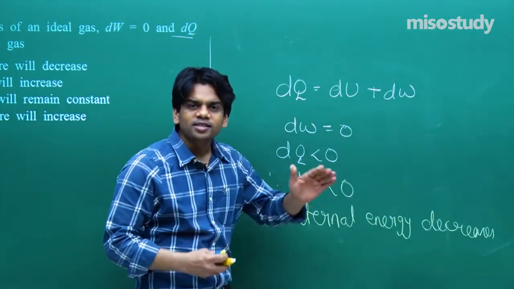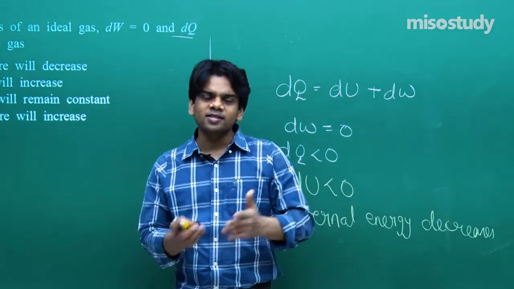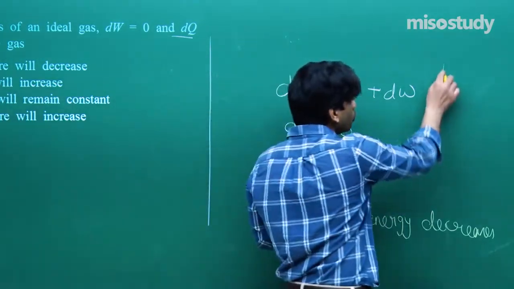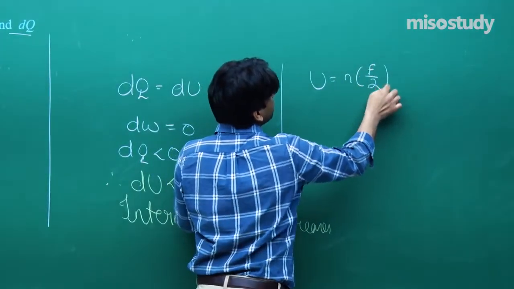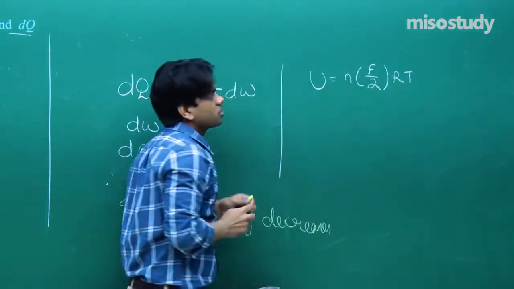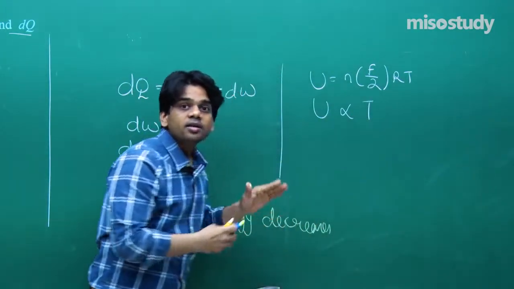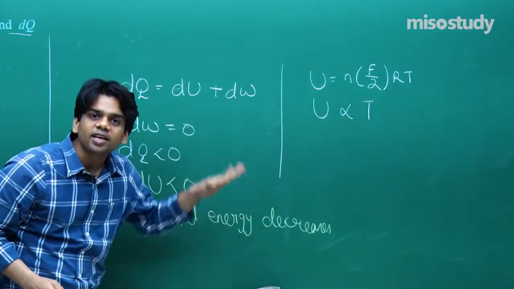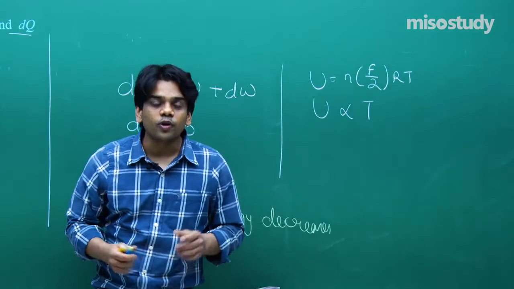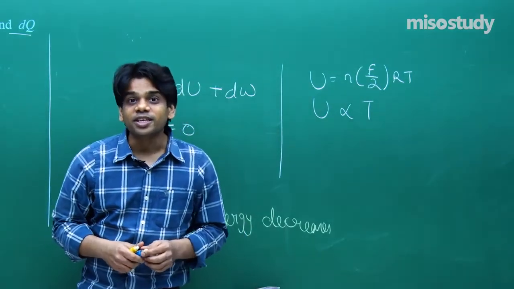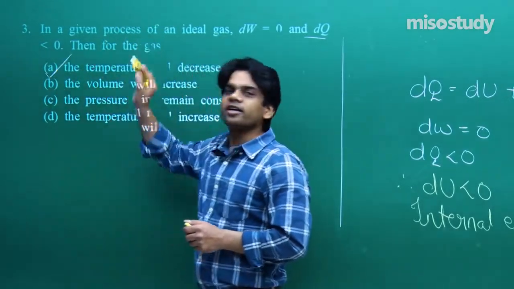What does it imply? It means that internal energy is directly proportional to temperature. U equals nCvT, that is what we know, or you can write U is equal to nf by 2 RT, where f is the degree of freedom. So U is directly proportional to temperature. Internal energy decreases, that means temperature has to decrease. So we can comment that temperature decreases. It's a single choice question, so option A is the correct response.